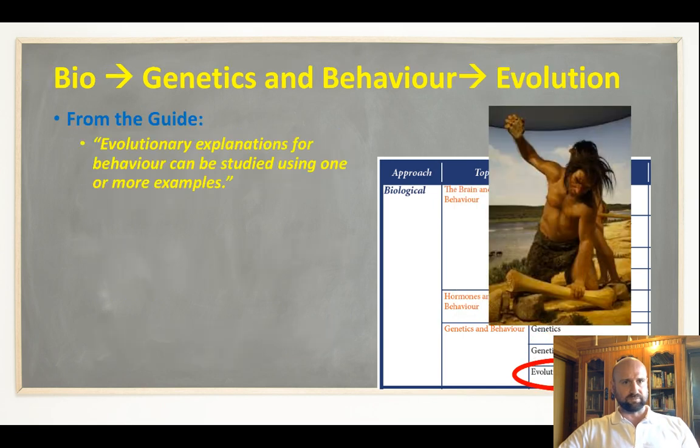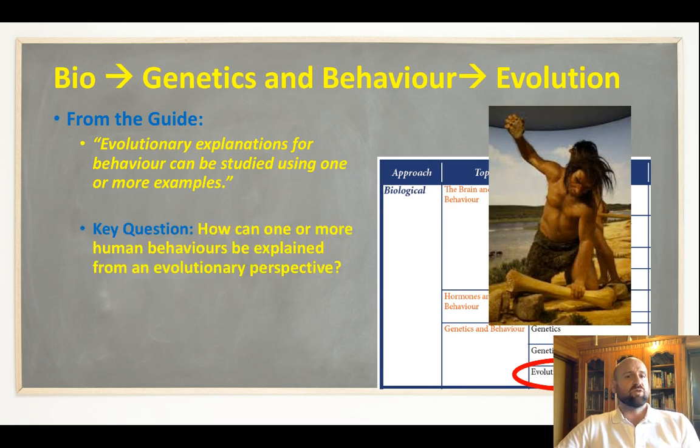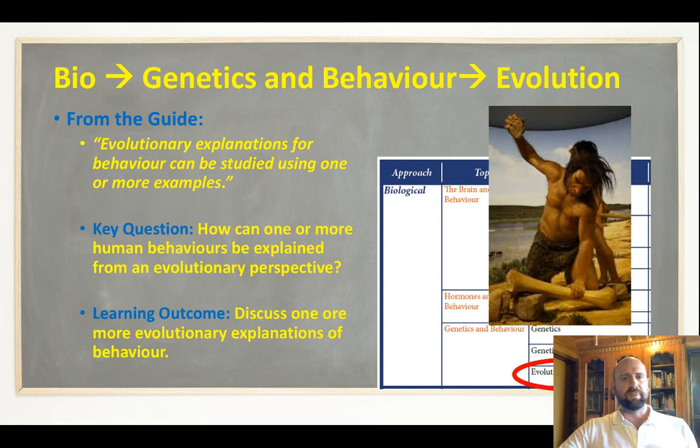So evolution. The guide says evolutionary explanations for behavior can be studied using one or more examples. So how can one or more human behaviors be explained from an evolutionary perspective? I think that's the core question here that we want students to be able to answer. And so our learning outcome becomes pretty simple: discuss one or more evolutionary explanations of behavior.